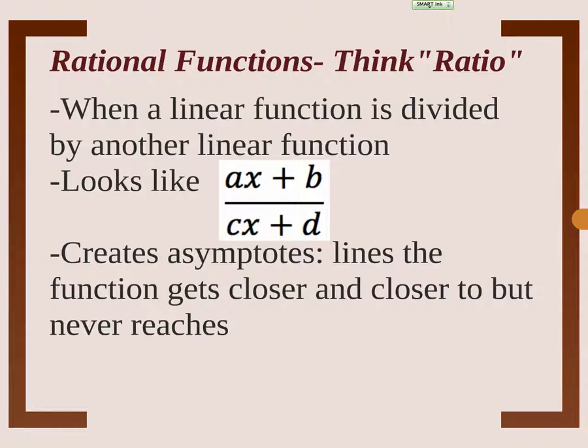But what happens when we have a rational function is it creates those asymptotes, the lines the function gets closer and closer to, but never quite reaches. We already talked about in class how we can't divide by 0, so we get a vertical asymptote at whatever value would make that function undefined. But we'll also take a look at horizontal asymptotes, which could be challenging as well.